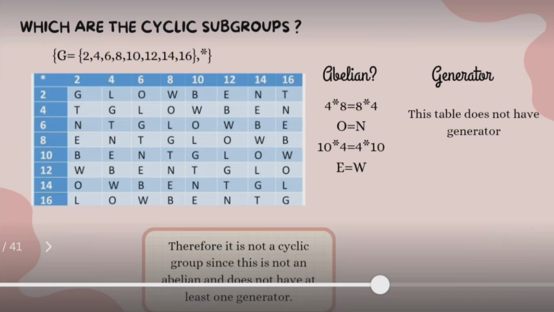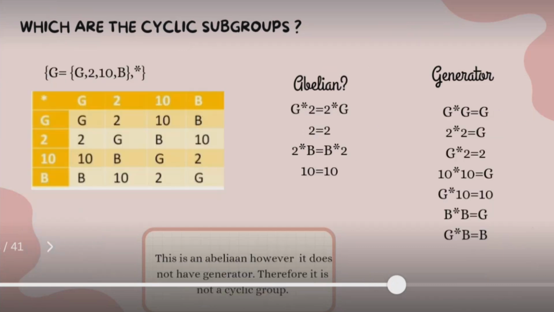Then, let's check if this table has a generator. If we check this, the results are repeating, so this table does not have a generator. Therefore, it is not a cyclic group since this is not abelian and does not have at least one generator. So we have now finished the set that has 8 elements. We will now proceed to the set that has 4 elements.